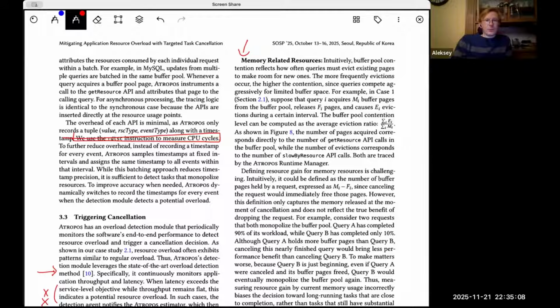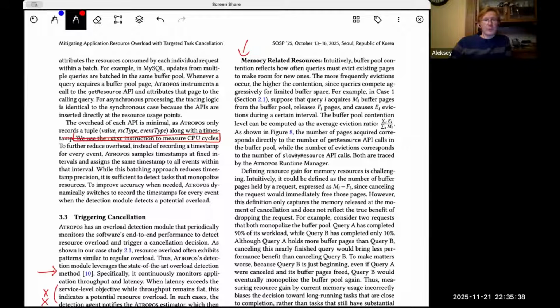Defining resource gain for memory resources is challenging. Intuitively, it could be defined as the number of buffer pages held by a request, expressed as Mi minus Fi, since canceling the request would immediately free those pages. However, this definition only captures the memory released at the moment of cancellation and does not reflect the true benefit of dropping the request. For example, consider two requests that both monopolize the buffer pool.